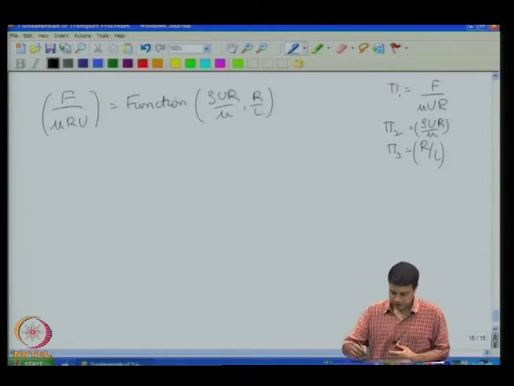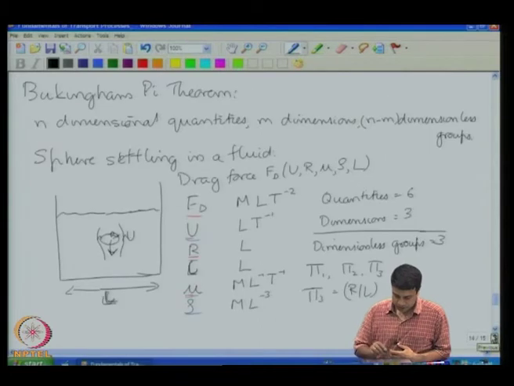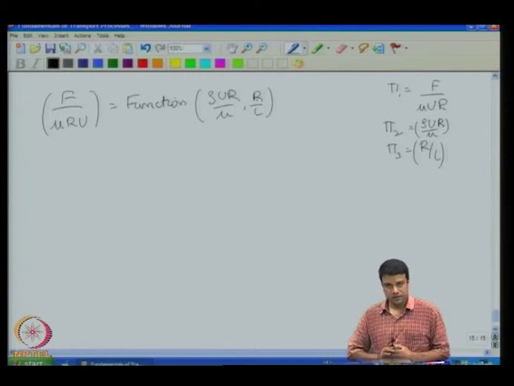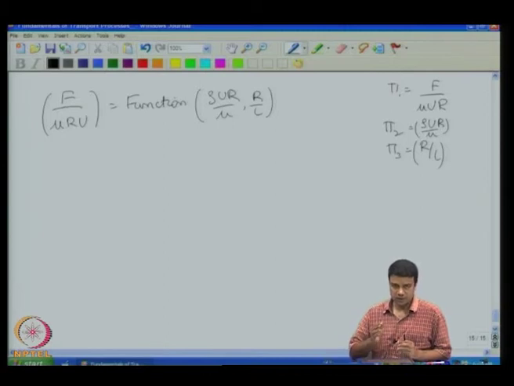So, rather than having a relationship between F and all of these quantities, I only now have a relationship between one dimensionless group and two others. So, this has significantly reduced the amount of experimentation that I need to do in order to find out what those dimensionless groups are. So, rather than varying the density, varying the velocity, varying the radius, varying the viscosity, I just need to vary the Reynolds number and this ratio of lengths alone.